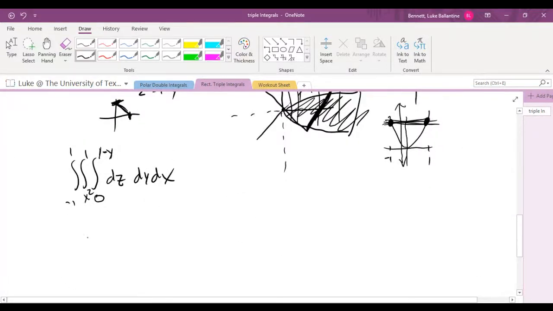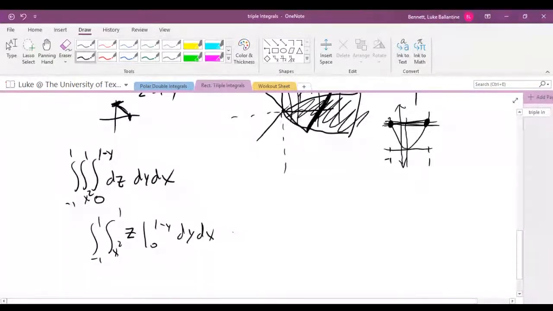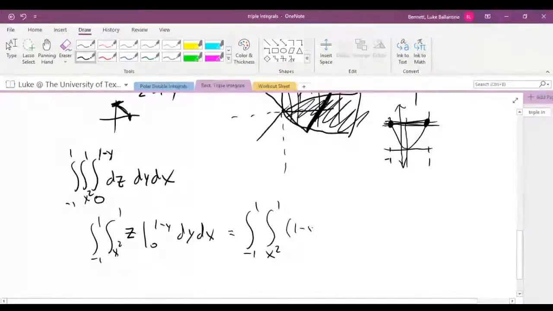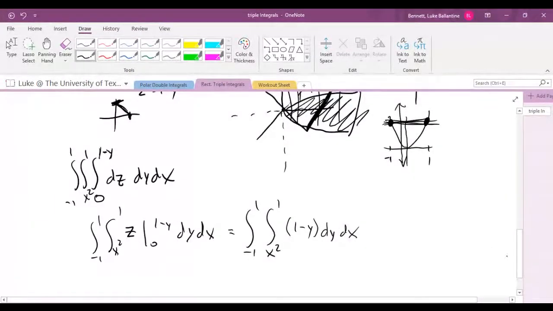We integrate z, get z, and plug in our bounds. Now it just turns into a regular double integral to find volume. When we have planes like this, in between the plane z equals 0 and some other plane, you can just cut it down to a double integral, no problem. We're used to this.